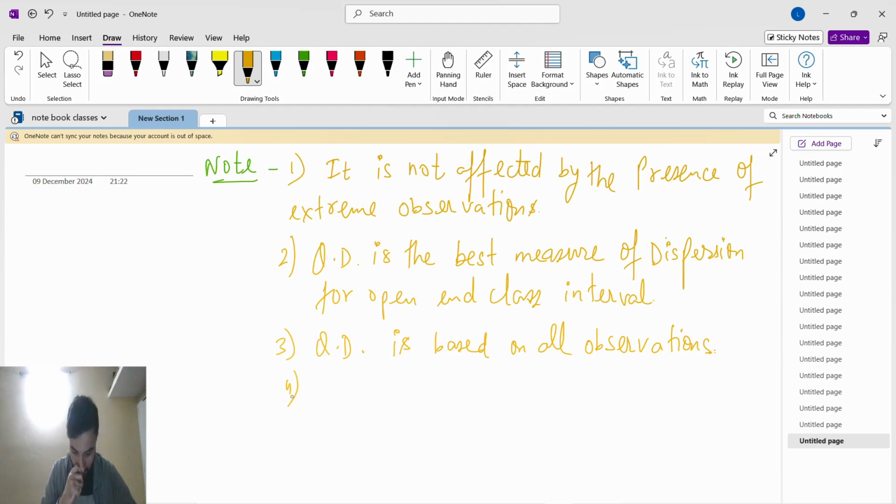Fourth one is, suppose if the values of the observation are increasing or decreasing by any amount, then range and quartile deviation remain unchanged.